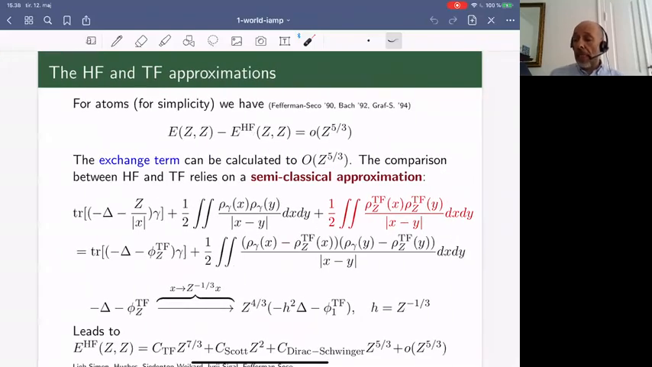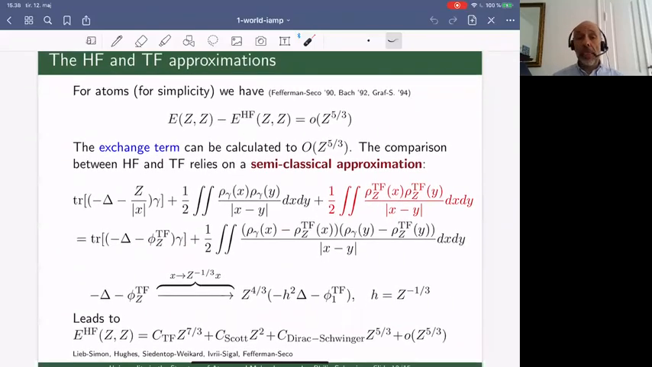Okay, let me briefly explain how you arrive at the Hartree-Fock and the Thomas-Fermi approximations. There are several steps in this, and the first step is to compare... when I don't write anything up here, I think of the full many-body problem. So I'm looking at the ground state energy, and here I'm only doing it for atoms, again, for simplicity. So the energy of a neutral atom minus the energy of a neutral Hartree-Fock atom.